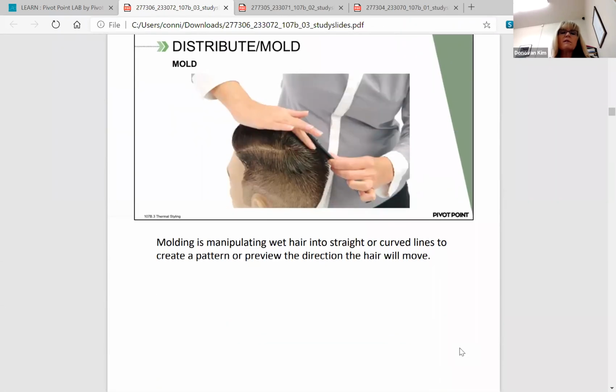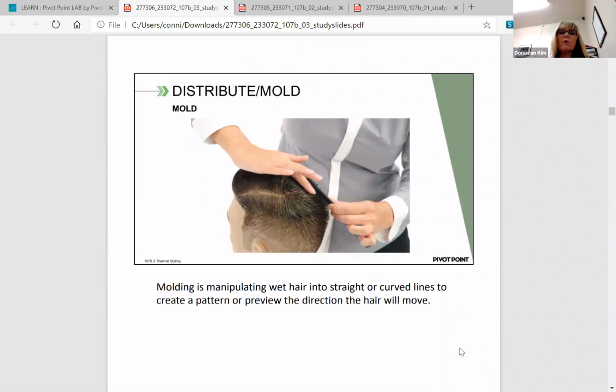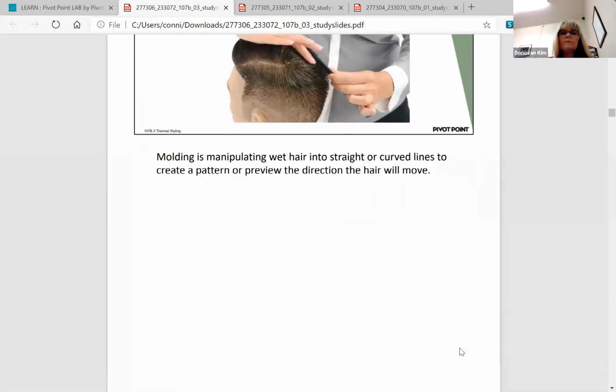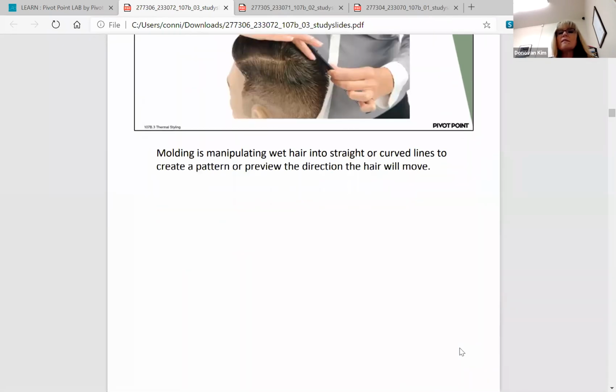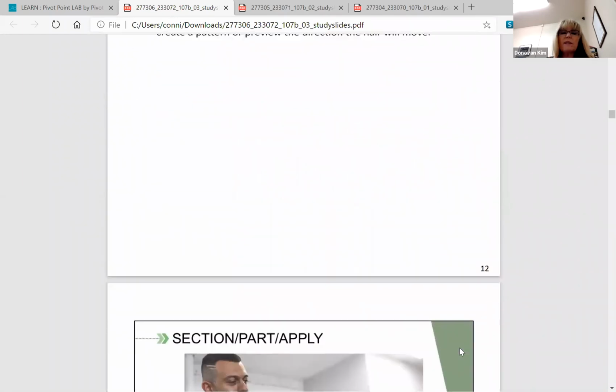Okay. So once we get our distribution, the way we want it to go, then we're going to mold it. It's just putting that wet hair into the pattern to preview the direction that you want the hair to be dried in. It's going to move, but which way do we want the hair to move? A lot of times when you're doing your distribution and you're molding, you're doing it at the same time. You're combing the hair where you want it to go. Here they're showing you two different steps because essentially you're doing two different things, but a lot of times we do it in one step.